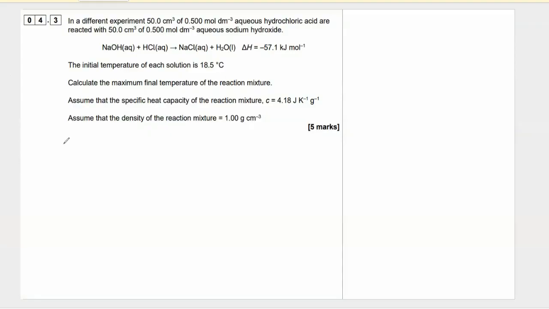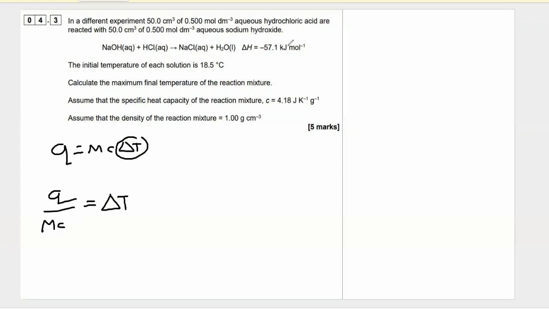Okay, we're looking to find Q equals MC delta T. Now, in order to find the maximum final temperature, we need to find delta T. So let's rearrange Q to find delta T. We're going to need to do Q divided by MC, and that's going to equal the change in temperature. But first of all, we need Q.